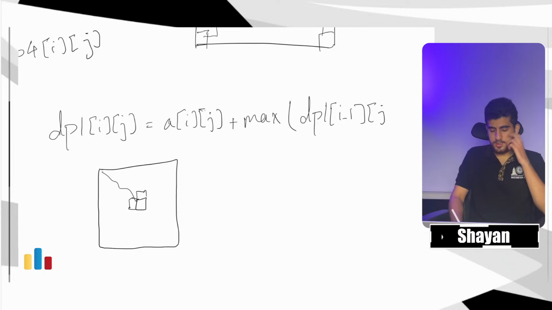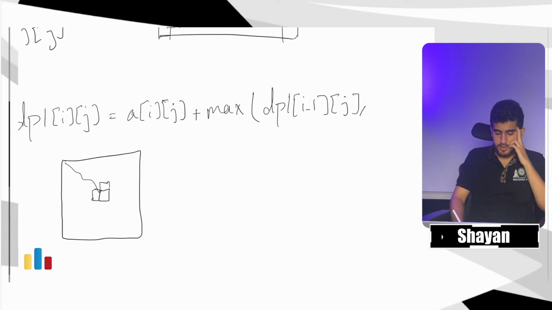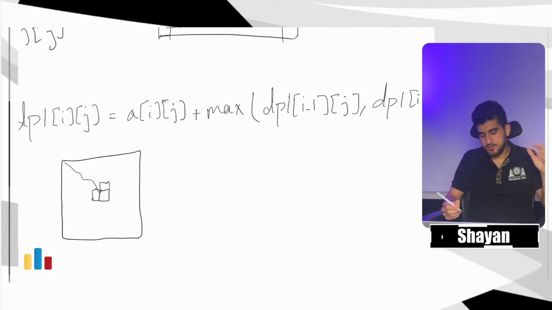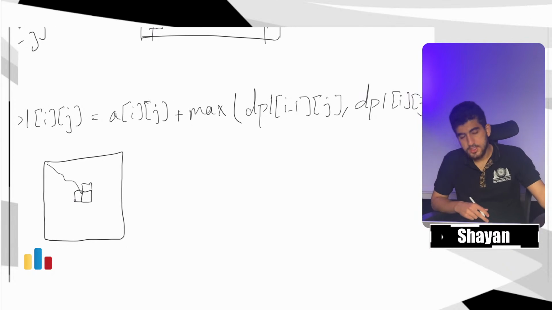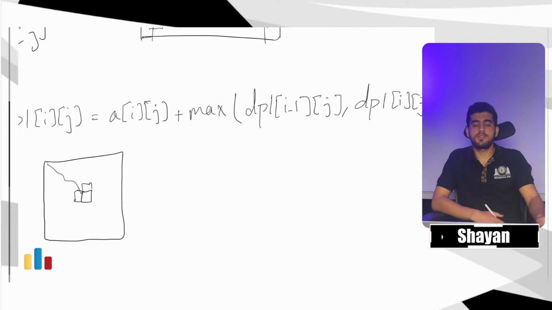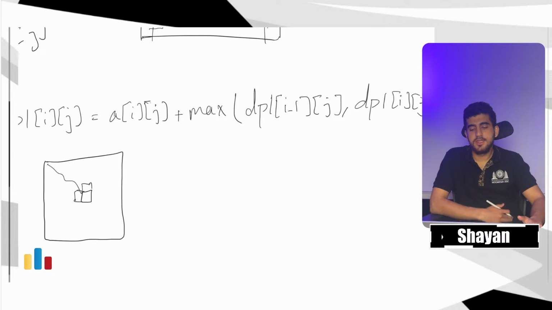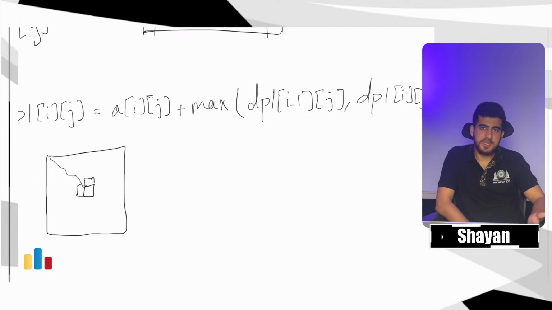and dp1 of i and j minus 1. So I need to see what is the maximum of these two dp's. So dp1 of i and j can be calculated like this. Does it make sense? So this is how dp1 can be calculated, and the rest of the dp's can be calculated in the same way as well.